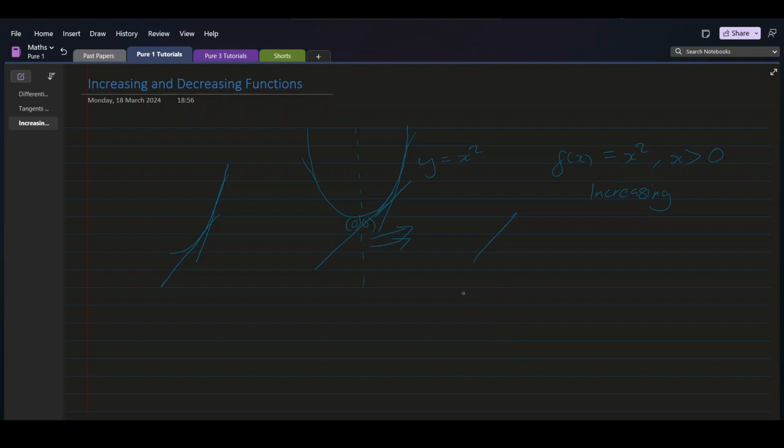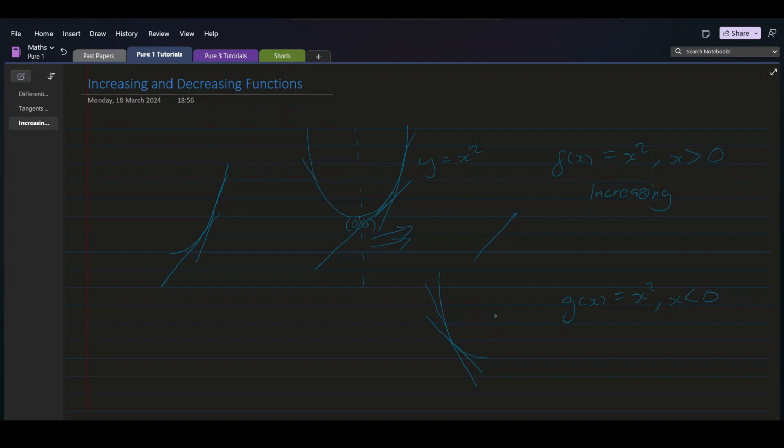Then when we talk of a decreasing function, it's the exact opposite. So for example, if we draw the other side of the graph, you notice that the way our line is slanted means that it has a negative gradient. So at any point you draw a tangent on this curve, let's call this g of x, which is x squared for x is less than 0, our gradient will be negative, and this means that this is a decreasing function.